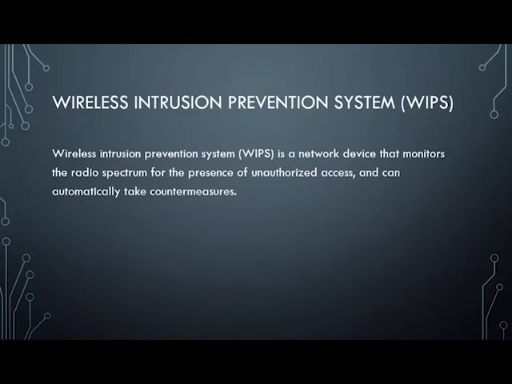Now comes wireless intrusion prevention systems. It is a network device that monitors the radio spectrum for the presence of unauthorized access and automatically takes countermeasures. WIPS operates at the data link layer of the OSI model. WIPS can detect the presence of rogue or misconfigured devices and can prevent them from operating on wireless enterprise networks by scanning the network's RFs for DDoS attacks or other forms of attack.